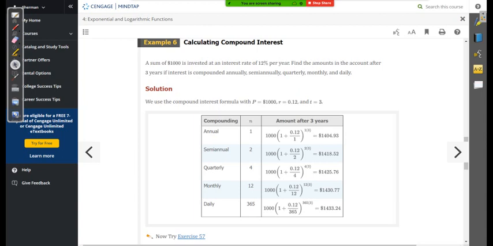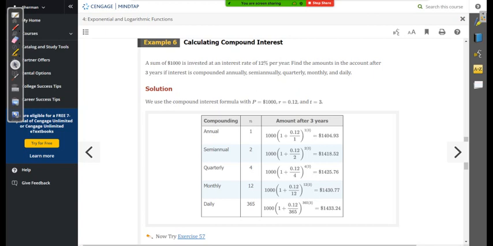And remember to do PEMDAS as you go about doing this. And if it's semi-annually, then that's twice a year, so we have to put the 2 there. Quarterly, there are 4 quarters in a year, so we put the 4 there. Monthly, there are 12 months in a year, so we put the 12 there. And daily, there are 365 days in a year, so we put a 365 there.